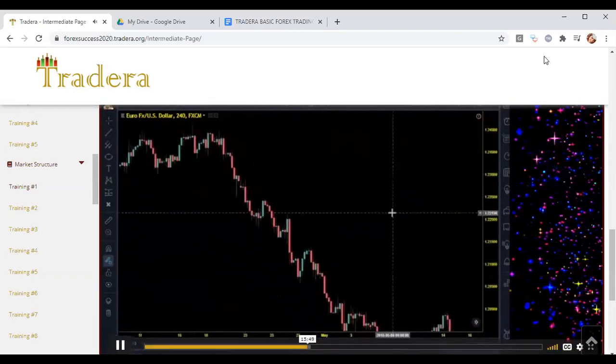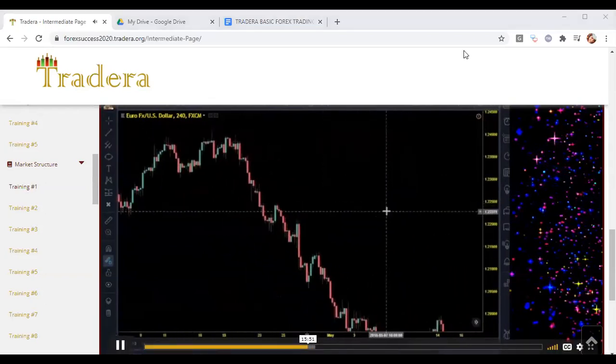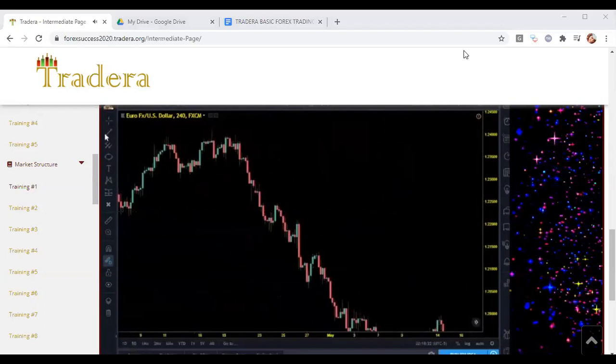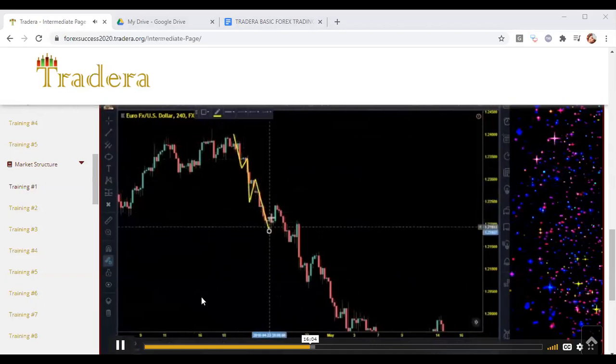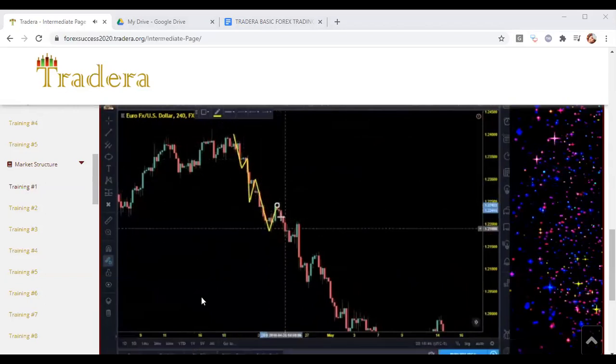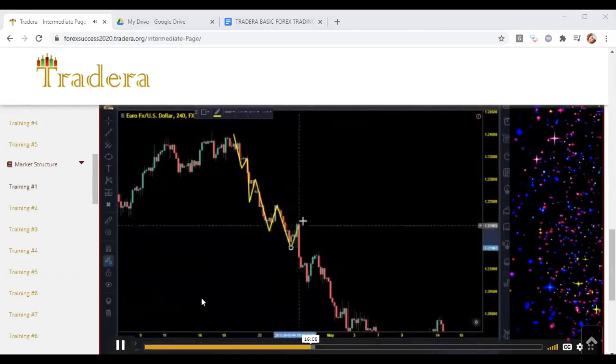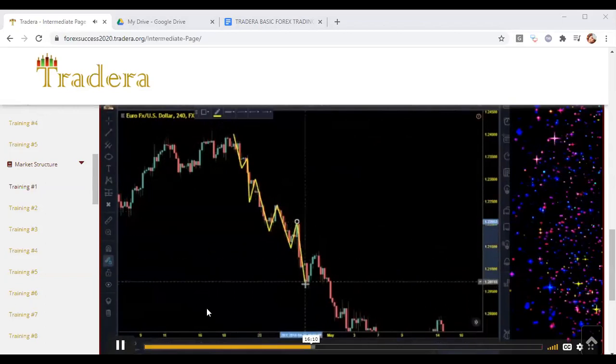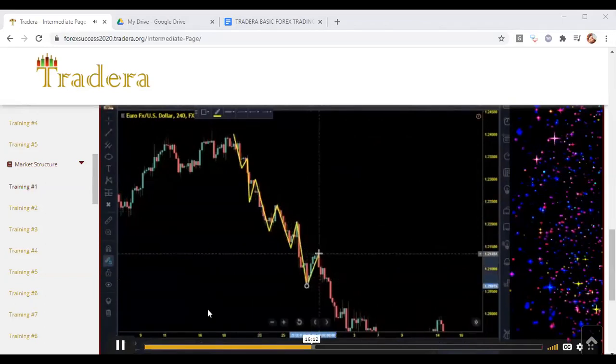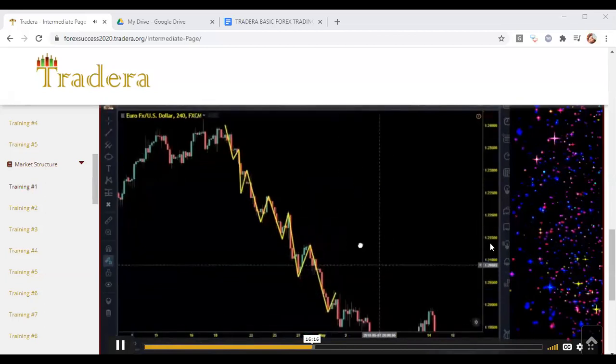Is the market going down or up? Down, right? Obviously. So let's see if we can follow structure down. Lower low created, lower high created, lower low created, lower high created, lower low created, lower high created, lower low created, lower high created. Look at this, guys.